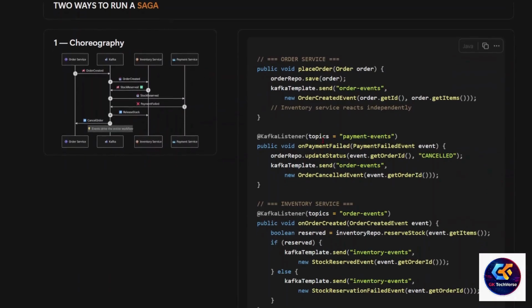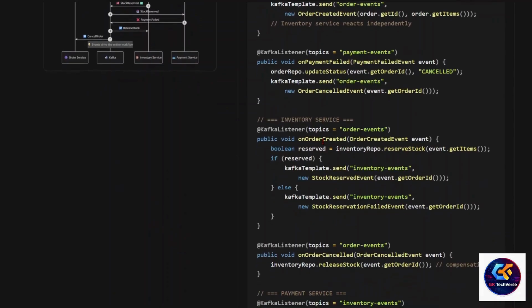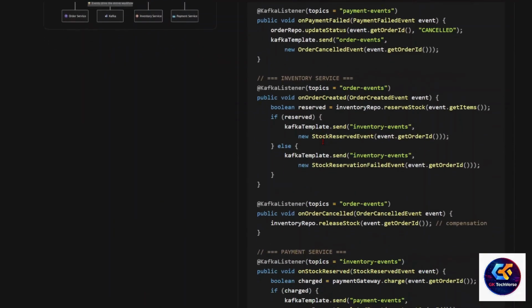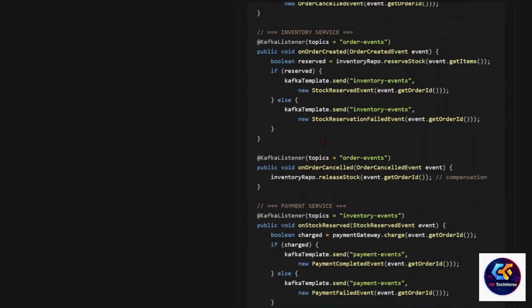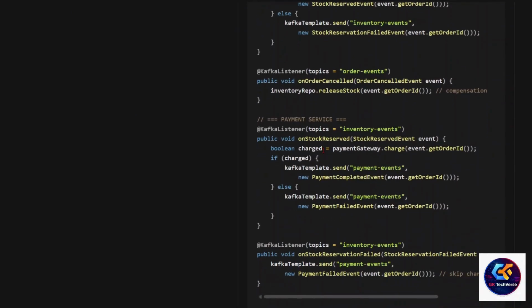The code is also very simple. Order service doesn't know whether inventory exists. It simply announces an order has been created. Inventory decides whether to react. Payment decides whether to react. Everything stays loosely coupled.